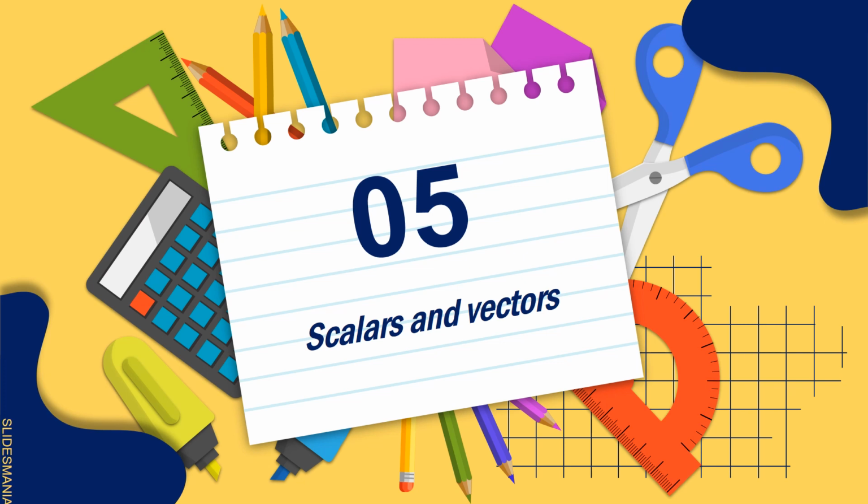So let's proceed with the scalars and vectors. Scalar is a quantity that has a magnitude but no particular direction, while vector is a quantity that has a magnitude and acts in a particular direction. I repeat, scalar is just a magnitude, while vector has magnitude and direction.